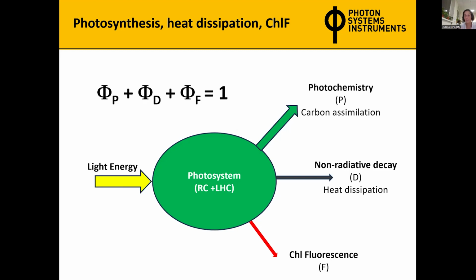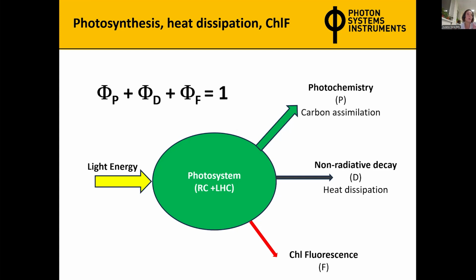So if we now try to quantify it or write it in some kind of mathematical manner, if number 1 corresponds to absorbed energy, all of the other processes, if you just count them together, should give you number 1. These are relative values, these are quantum yields. So the quantum yield of photosynthesis plus quantum yield of non-radiative decay plus quantum yield of fluorescence emission should give you 1.